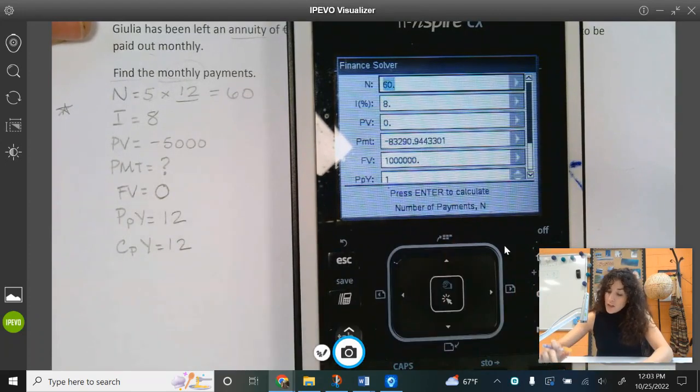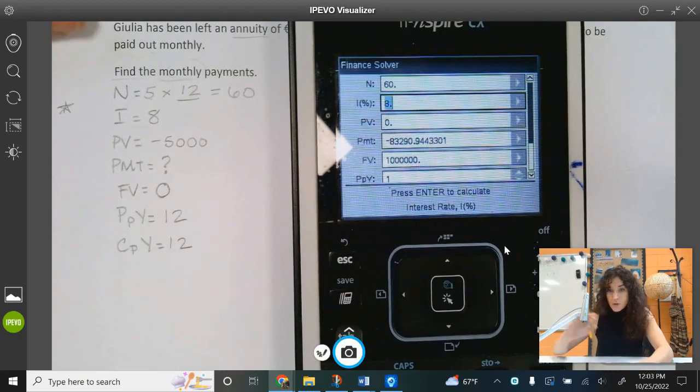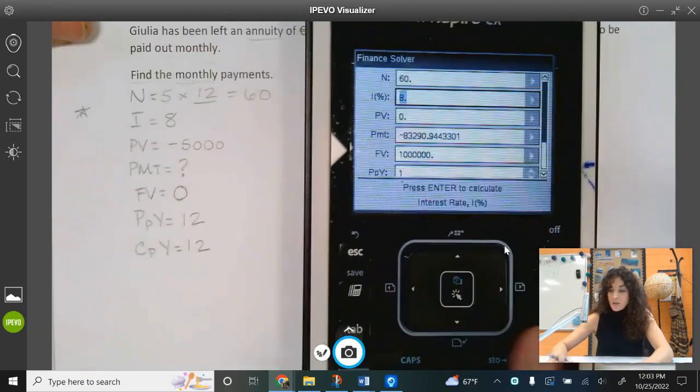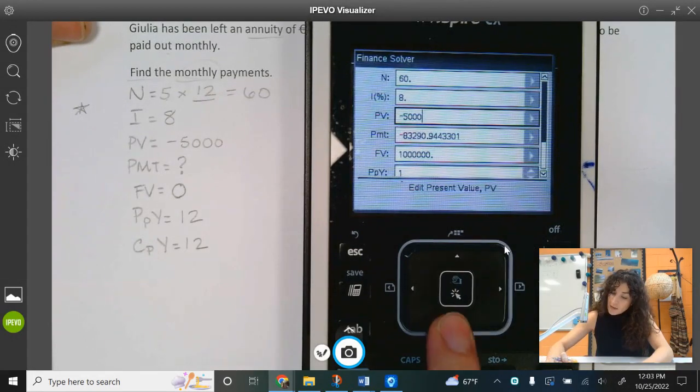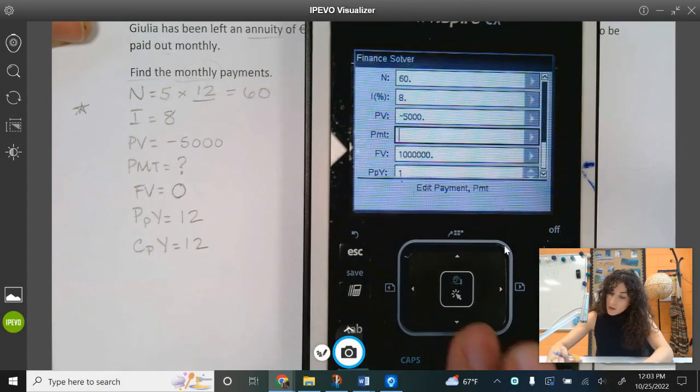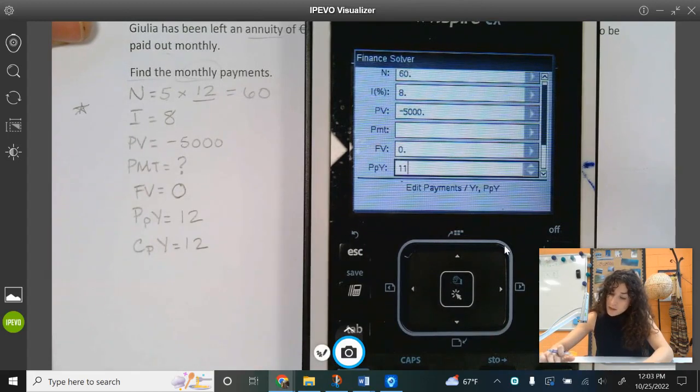60 here, 8. If you didn't know that that's 60, if you just do 5 times 12 and then scroll down, it does the calculation for you. So you don't have to do that calculation outside. The present value is negative 5,000. The payments are my unknown, so I'll delete that and move on. The final value will be 0. Payments per year is 12.